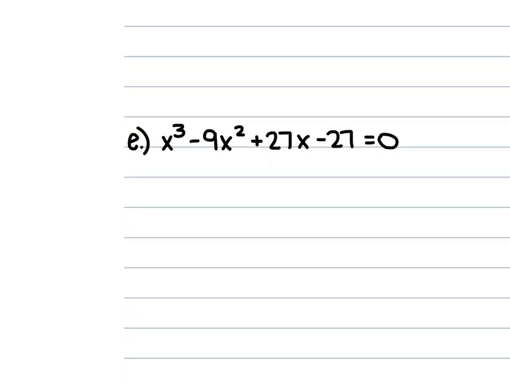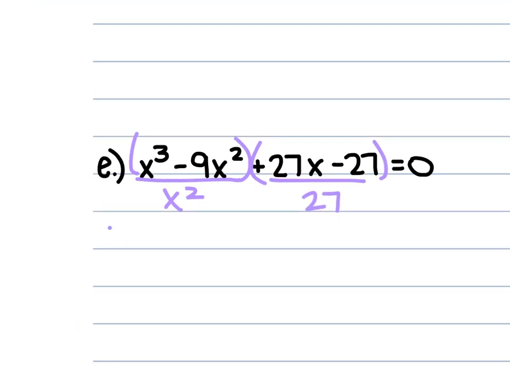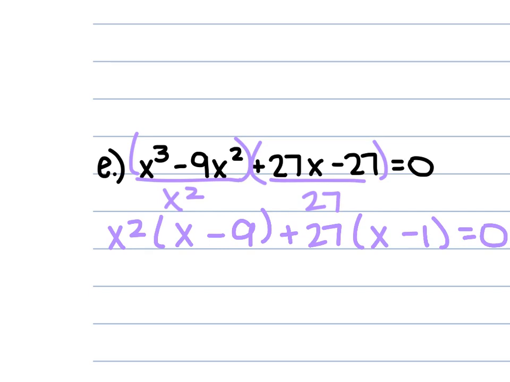For e, we have x cubed minus 9x squared plus 27x minus 27 is equal to 0. So we're going to factor by grouping here. First 2, last 2. We're going to factor out an x squared from the first. We're going to factor out a 27 from the second. So this is going to be x squared times x minus 9. And then we're going to have a 27 times x minus 1. So these are not the same. So because they're not the same, you can't factor by grouping. So you got to find the factors of the constants and divide by the positive and the negative factors. So we're going to use synthetic division by doing this.